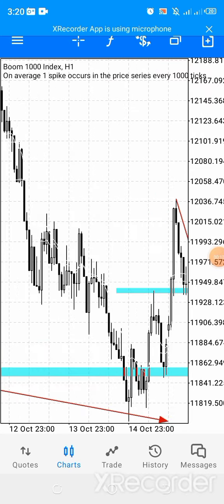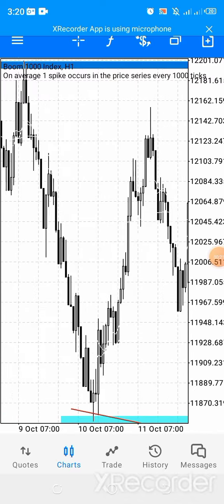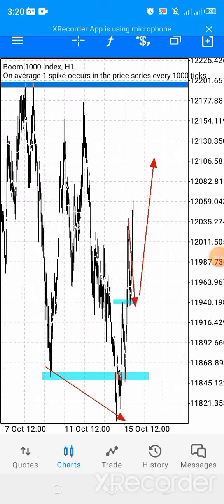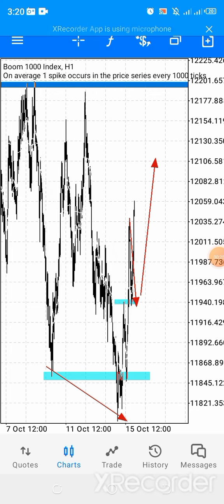Looking at the chart very well, you will see that the market is going in a certain direction, but we cannot spot this without using our technical indicators. So in order for us to spot divergence in the market, you need both the price action and our technical indicator. One of the technical indicators you can use to spot divergence is the MACD. You can also use the RSI, the relative strength index.